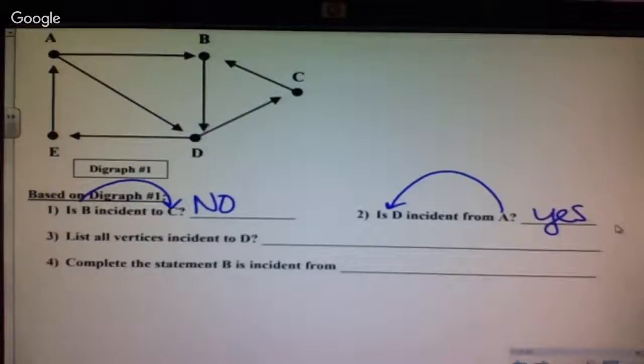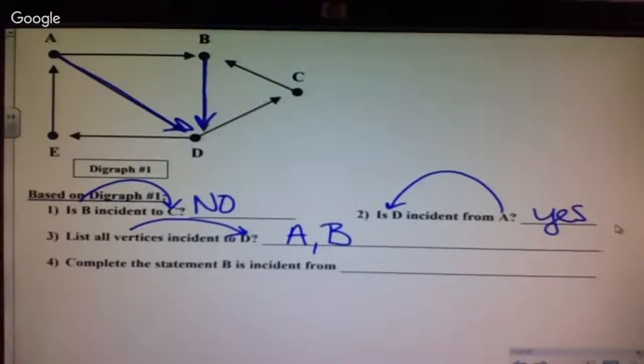List all of the vertices incident to D. So what are all of the vertices that lead into D? A to D leads into D, and B to D leads into D. So your answers here are A and B. If you put AD, BD, that's fine. It's the same thing.